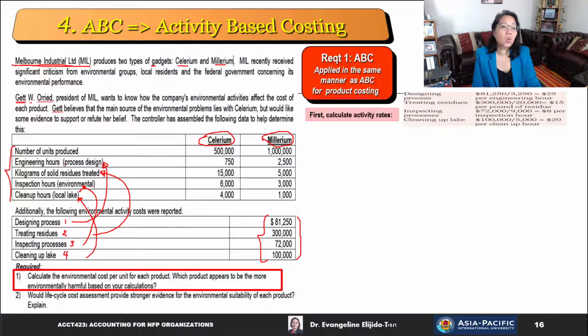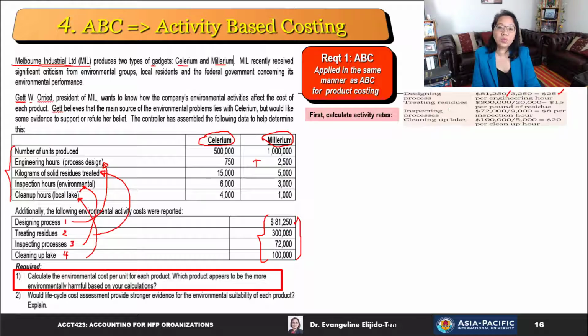All right, so what is the total number of engineering hours? For Celerium, it used 750 engineering hours, and Millennium used 2,500. So the total number of engineering hours must be 3,250. So 81,250 divided by 3,250 engineering hours. So our design process activity rate must be $25 per engineering hour.